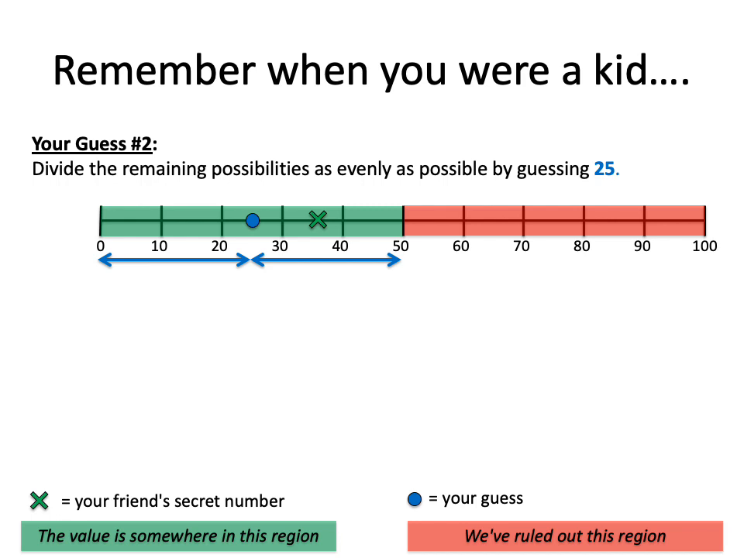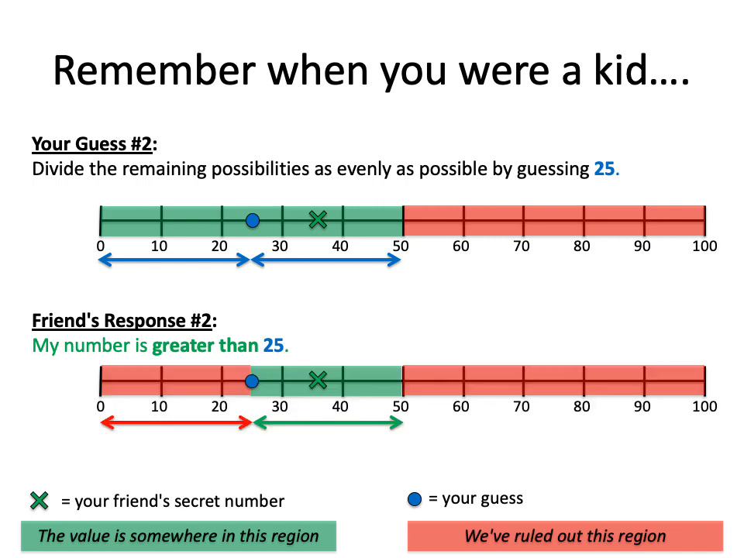So you guess 25, and I tell you, oh, it's actually greater than 25. My secret number is greater than 25, and so then you've eliminated now all the numbers 50 through 100, and now also you've eliminated 1 through 25, because you know it's not 25. It's not just not less than 25, but you've also eliminated that middle number, 25. So now you know my value must be between 26 and 49. That's 75% of the values eliminated in just 2 guesses. Powerful.